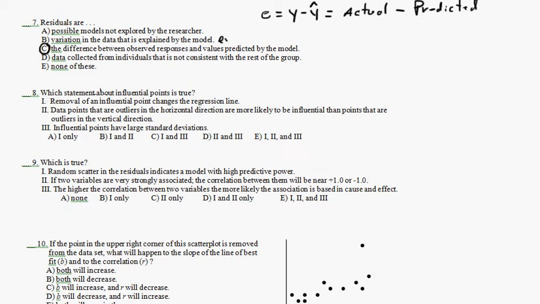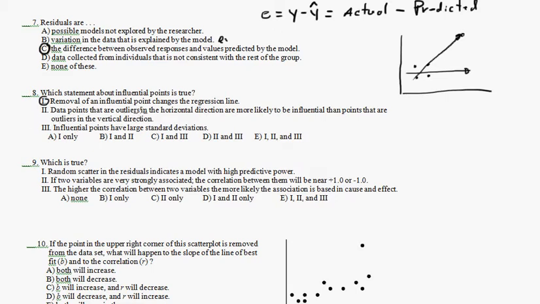Okay, so which statement about influential points is true? Okay, so the first one is true. This is the main definition. Removal of an influential point changes the regression line. So you could think of it in simple terms, and we did these early on. Let's say we have some data where there's really no association, and then we have another point. Well, now it looks like there's a relationship because of this influential point. As soon as you remove it, though, the line would probably be 0, no relationship at all. So that's the first one.